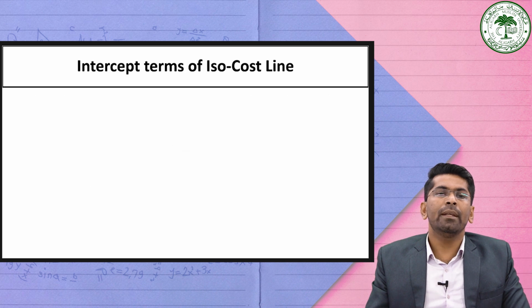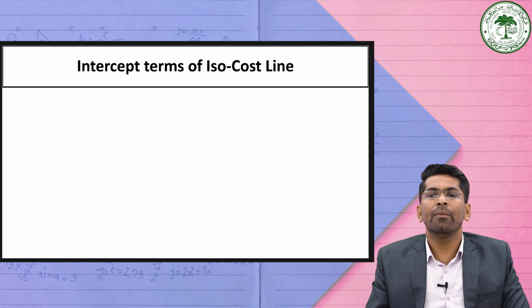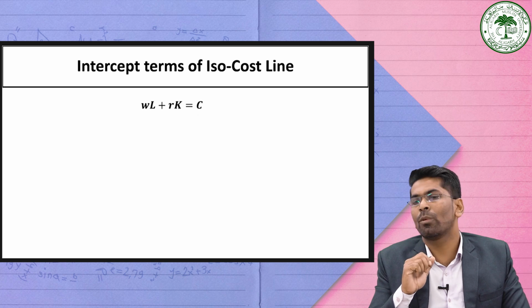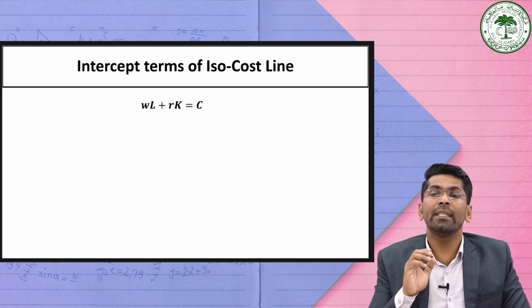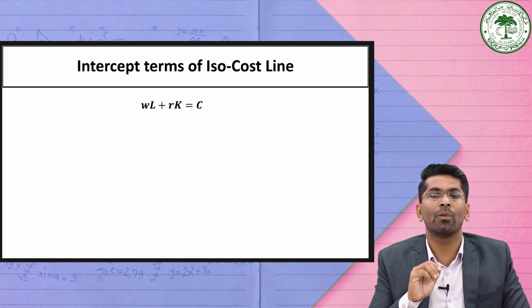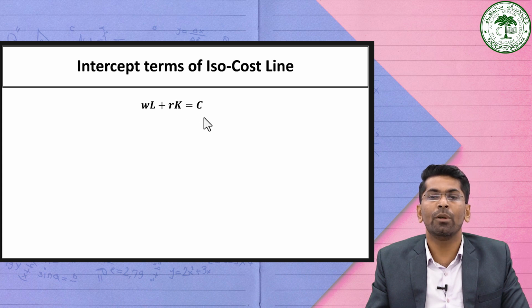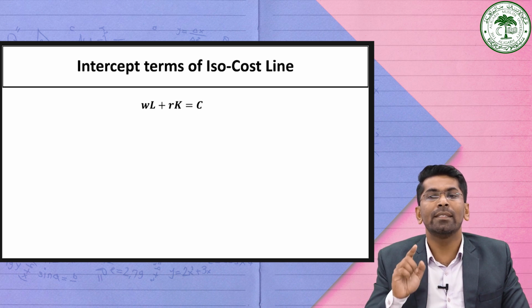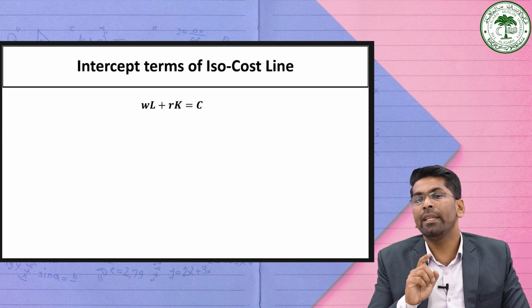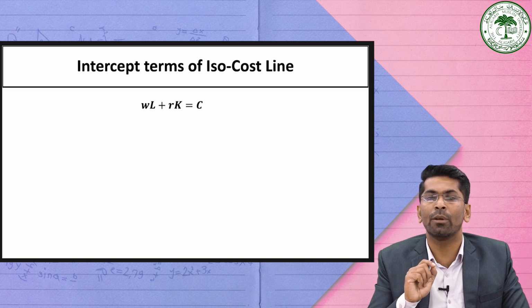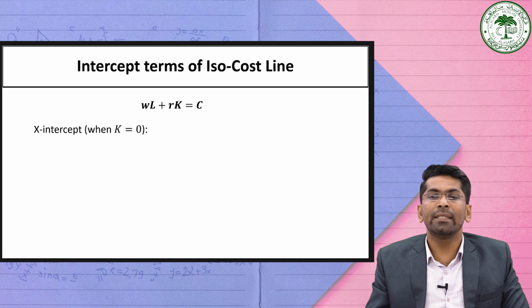Now we can find the intercept terms of an isocost line. We can find both the x-intercept and the y-intercept by using the given isocost line, WL plus RK equal to C. We need to determine the points where the line intersects the x-axis and y-axis respectively. In the case of the x-intercept, we assume K is equal to 0, that is, capital is equal to 0, and then solve for L.